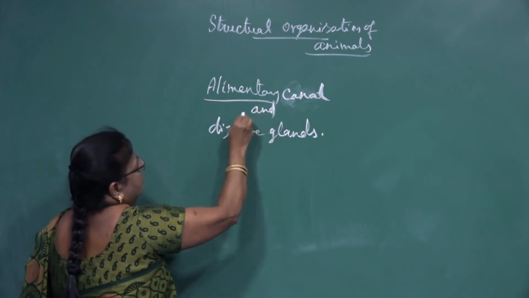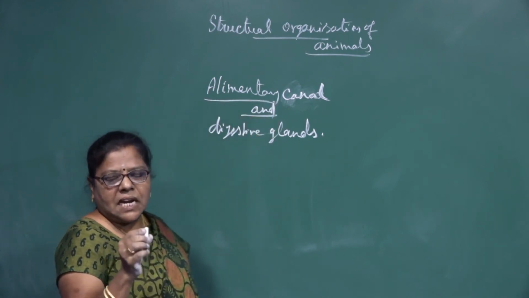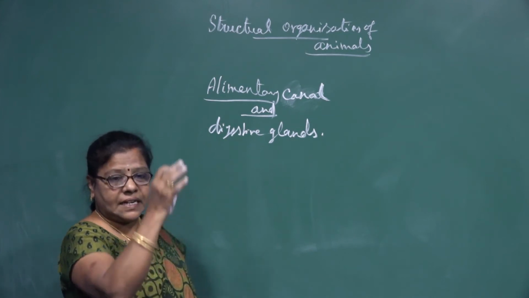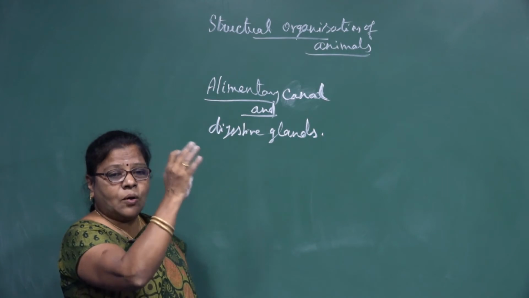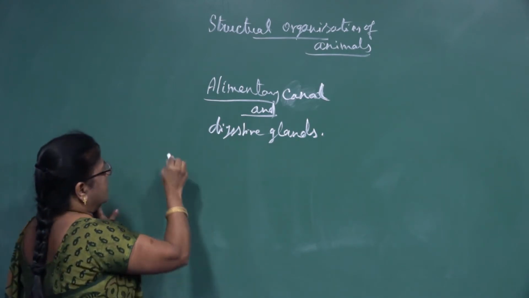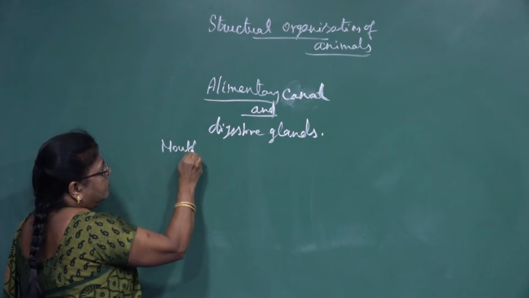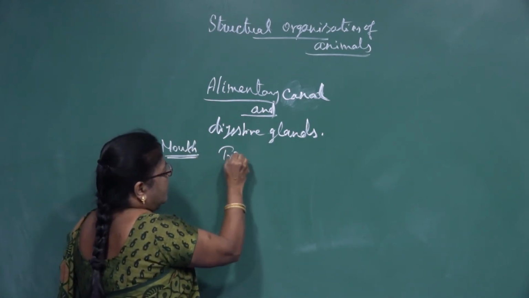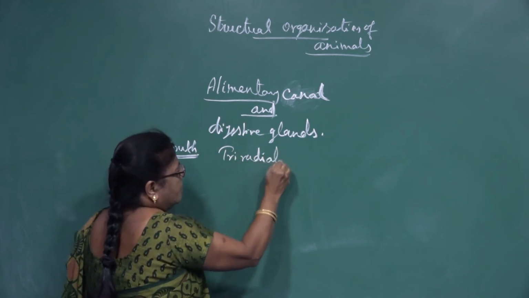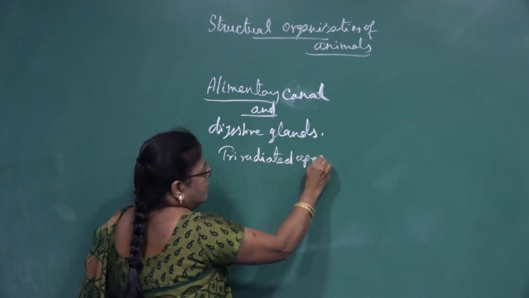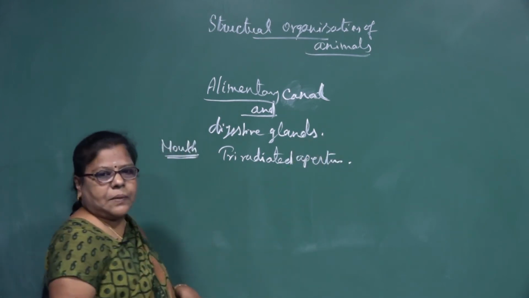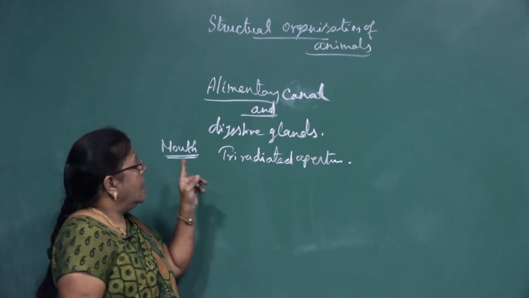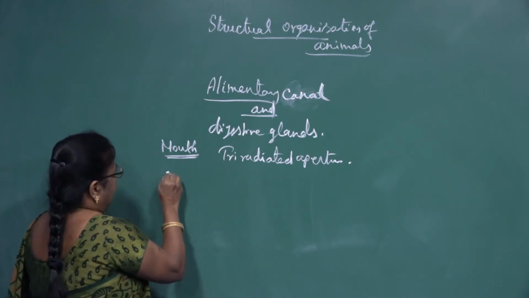First, alimentary canal. The alimentary canal is a straight long tube running from mouth to anus. First, mouth. Mouth is a tri-radiated aperture. It is located in the center of the anterior sucker. Mouth leads into the buccal cavity.